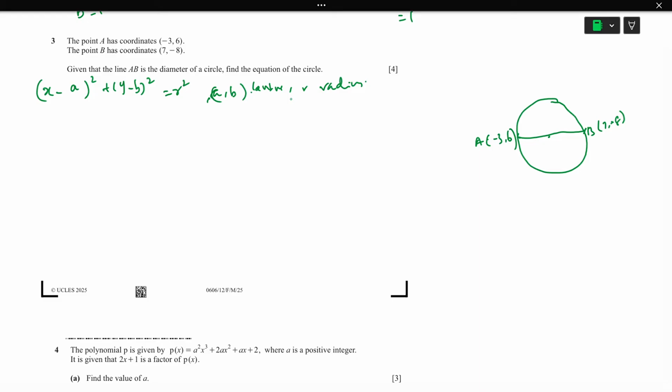Now I need to find a and b first. a and b is nothing but the midpoint, because the diameter is given, so the midpoint is going to be a and b. So first I'll find the midpoint. Midpoint equal to x1 plus x2 by 2, which is minus 3 plus 7 by 2, comma, y-axis 6 minus 8 by 2.